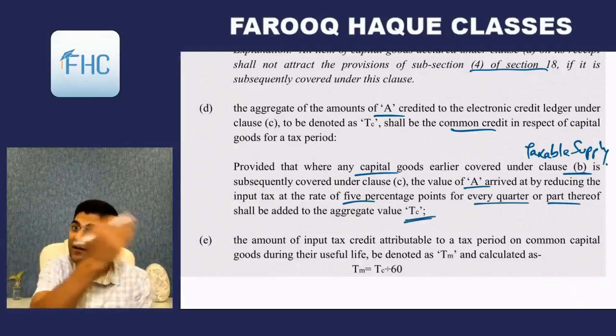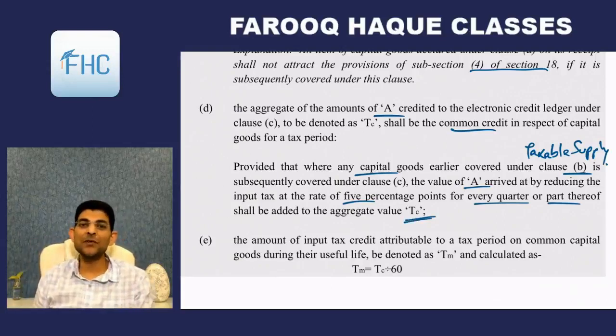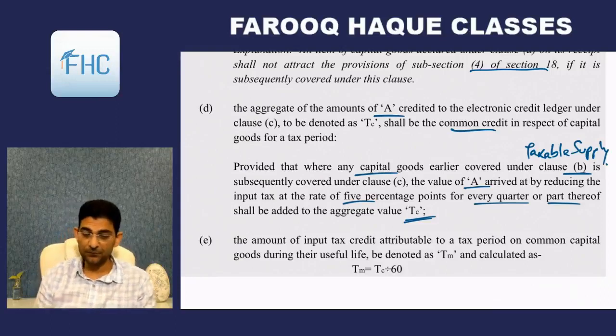They are not saying, because you have already taken credit. In the first instance itself, at the time of purchase itself, you have taken full credit. So now you don't have to take credit, but you have to just add it to TC. It will be called common credit. So in this example, 60,000 credit was already taken, out of which 18,000 reduced, 42,000 balance will be considered as TC. That is the balance credit which now needs to be reversed.